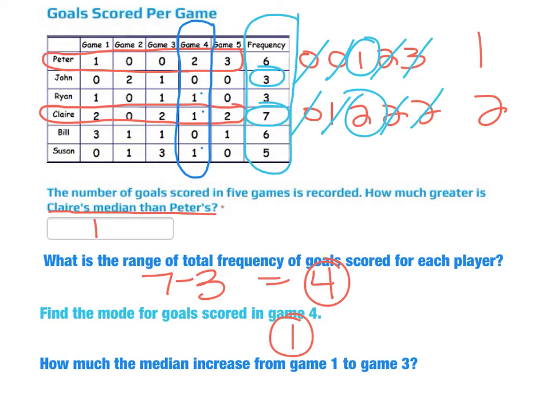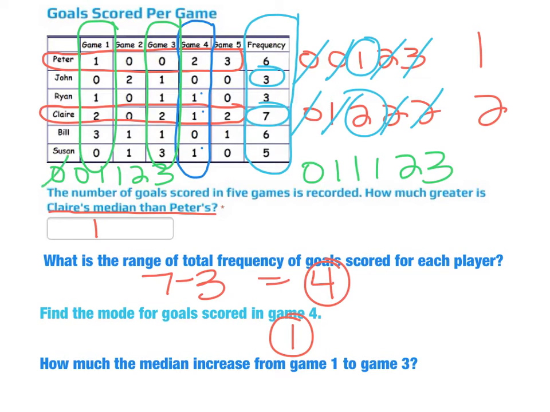And finally, how much the median increases from game 1 to game 3. So that means I need to find and compare those two medians. So now I'm looking at game 1 and game 3. And if I find the median of those, I want to put those in order. So game 1 in order goes 0, 0, 1, 1, 2, 3. And if I put game 3 in order, it goes 0, 1, 1, 1, 2, 3.